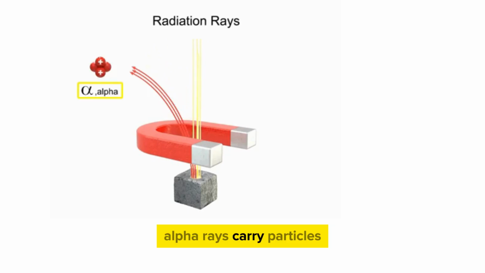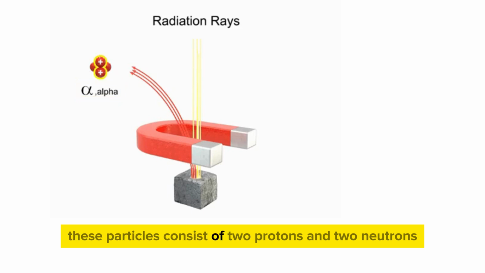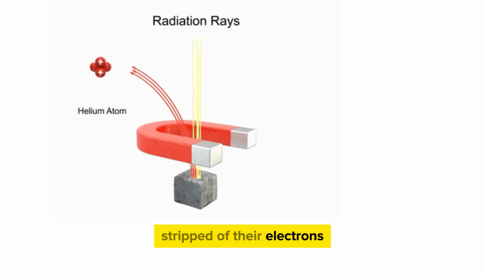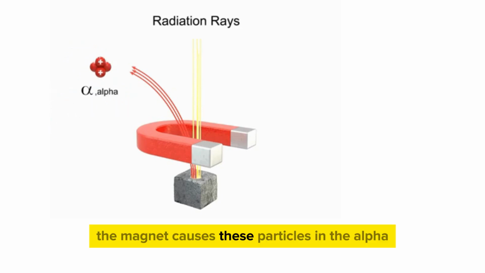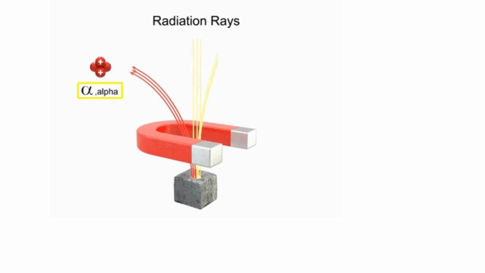Alpha rays carry particles originating from the nucleus of a radioactive atom. These particles consist of 2 protons and 2 neutrons. Essentially, they are positively charged helium atoms stripped of their electrons. The magnet causes these particles in the alpha ray to bend in one direction.